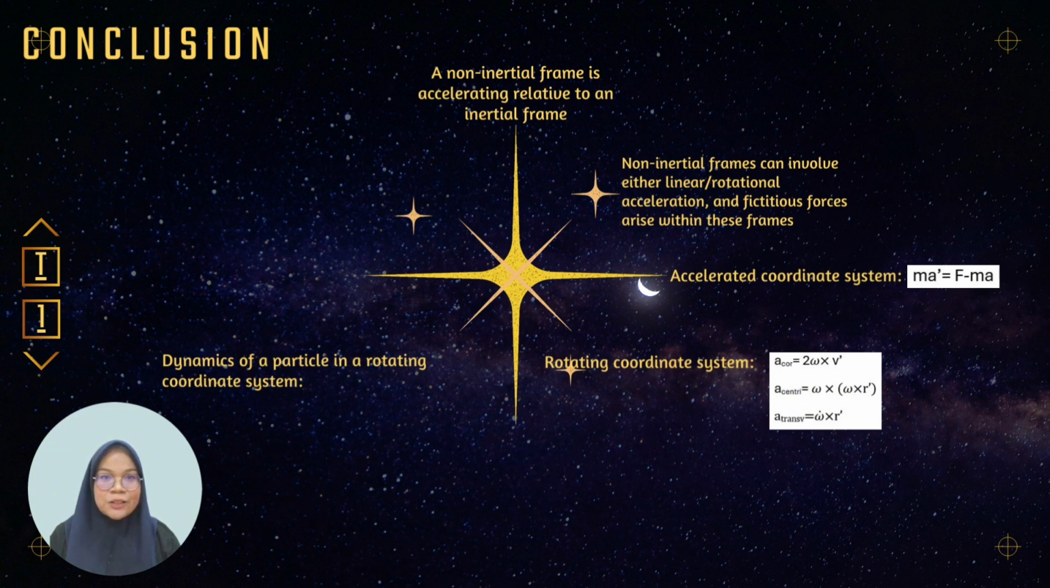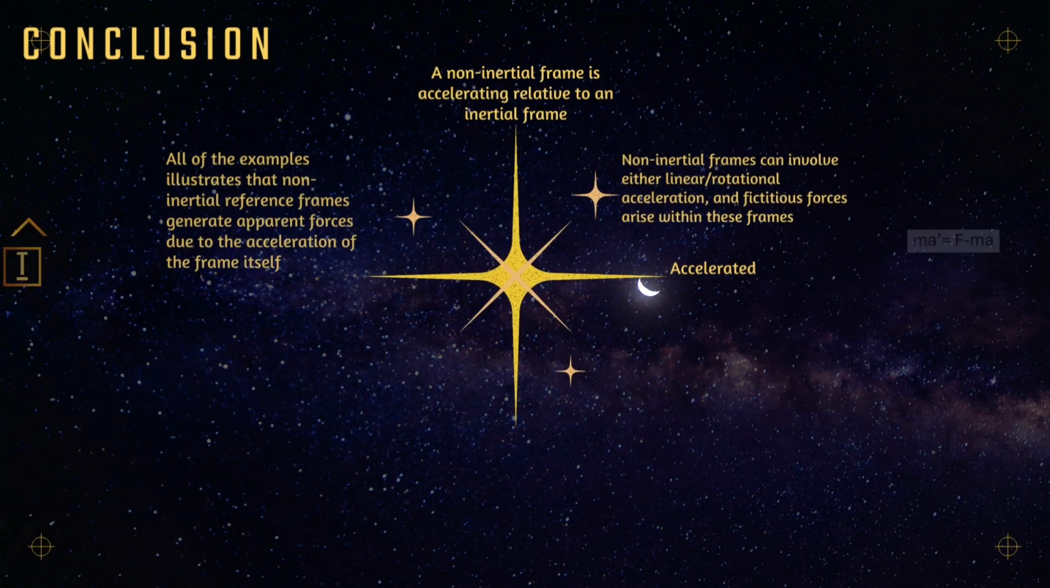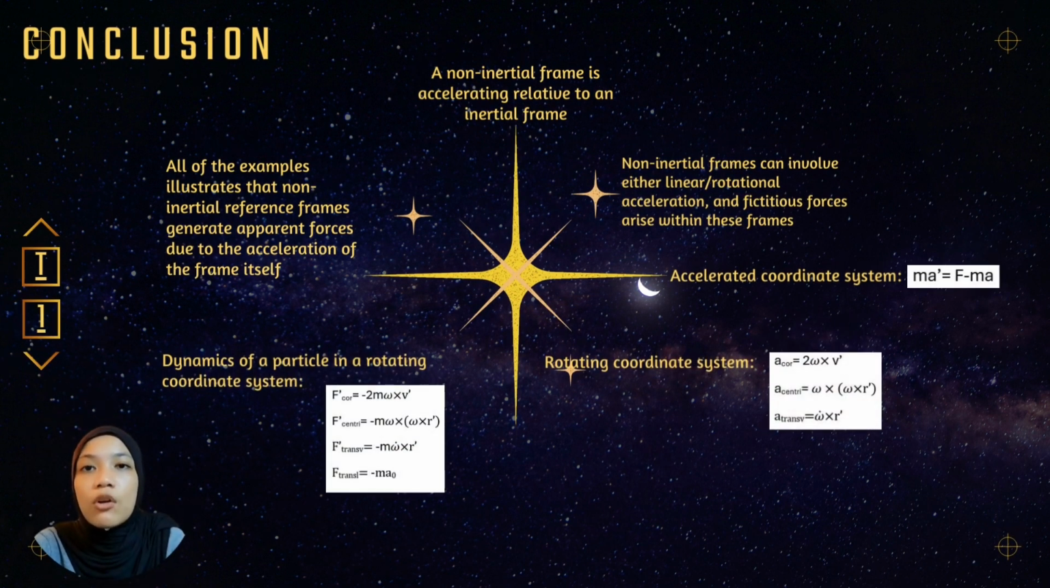In an accelerated coordinate system, we obtain m a prime equals F minus m A as the non-inertial reference frame formula. Meanwhile, the formulas of Coriolis acceleration, centripetal acceleration, and transverse acceleration are what we get in a rotating coordinate system, and the formulas for all of these accelerations are as you can see on the slide right now. For dynamics of a particle in a rotating coordinate system, it is based on force, and there exists mass on all three accelerations, with the addition of translational force.